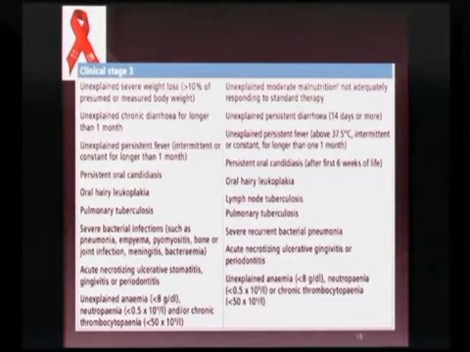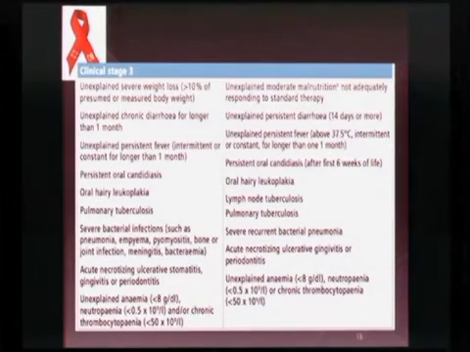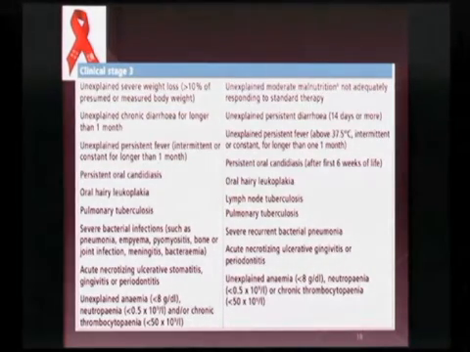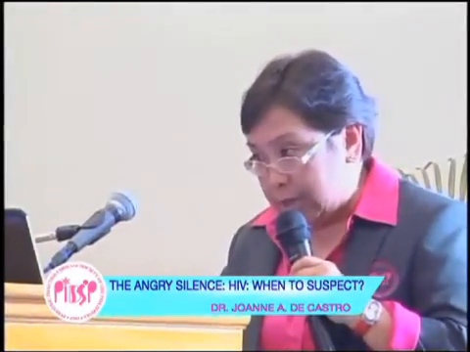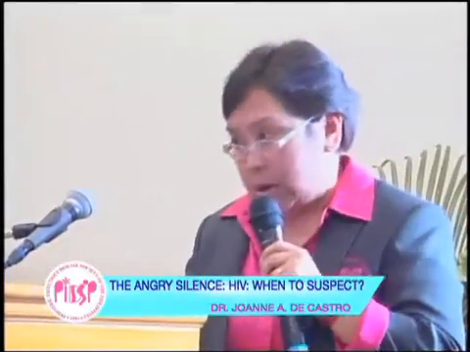Okay. For clinical stage 3, they will usually present with unexplained moderate malnutrition, which is not adequately responding to standard therapy. Why do they have malnutrition? Because they're frequently sick. They vomit, they have nausea, and they're frequently sick, so they have no appetite. So there is malnutrition. Unexplained persistent diarrhea, which is usually 14 days or more. And sometimes the cause is parasitic in nature, like cryptosporidium, isospora, unexplained persistent fever, intermittent, constant, and it's usually longer than 1 month.